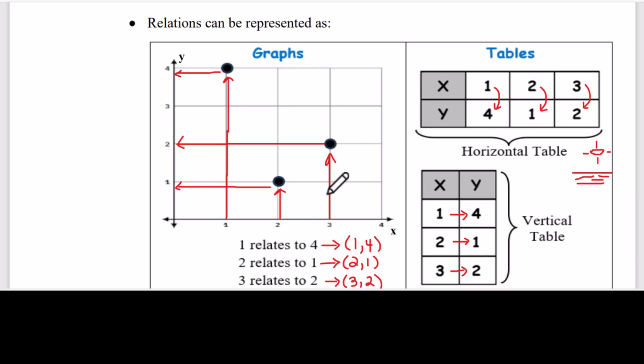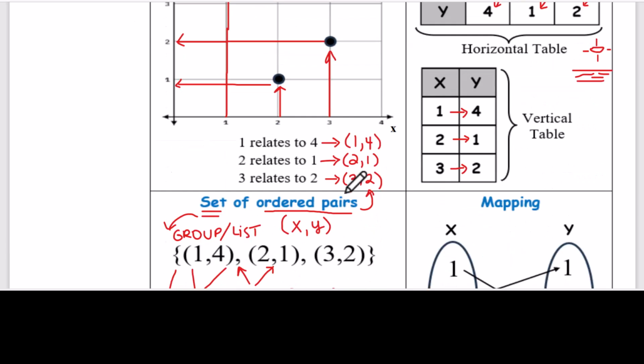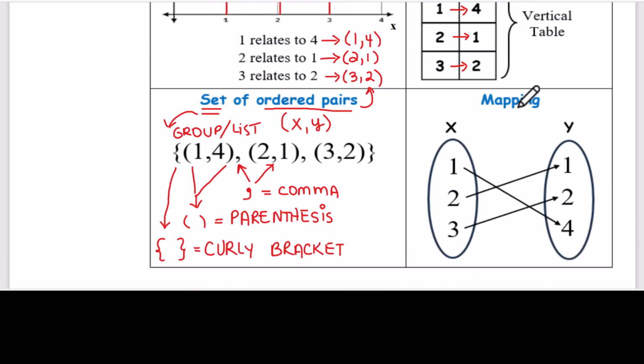So right now we learned 3 representations: the graphs, the tables, the set of ordered pairs, and the last one is called the mapping. And the mapping has 2 circles like this, or 2 ellipses. Okay, this is called an ellipse. On the left side are the x values, and on the right side are the y values. So here I wrote numbers 1, 2, 3, and 1, 2, 4, and if you notice, 1 relates to 4, so I connect 1 with 4, 2 with 1, and 3 with 2. So this is a way to show the relationship, and the relationship is shown through arrows.